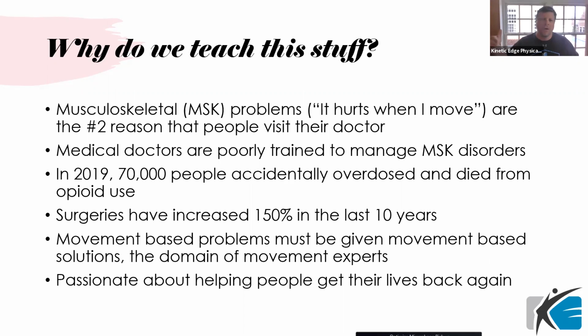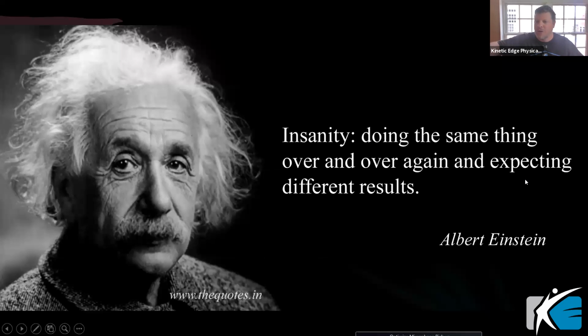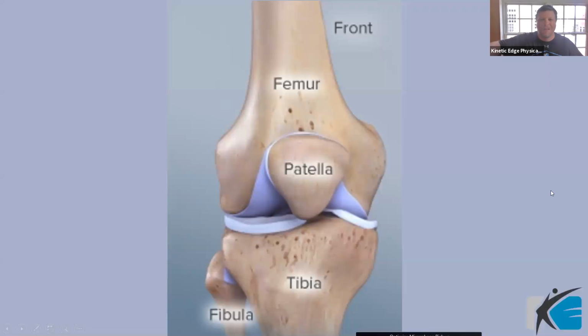The other thing is surgeries are increasing. They're up another 150%, so more than double in the last decade. But we're going to learn today that unfortunately the outcomes with a lot of knee surgeries are not good. Movement-based problems need movement-based solutions from movement-based experts. That's why I'm here talking to you today. So let's talk about types of knee pain, the most common. That'll lead into the causes, the true causes. You already know hips are going to be one of those things. I let that cat out of the bag. And we'll talk about what successful elimination or treatment looks like. I want you to stop doing what Albert Einstein warned us about.